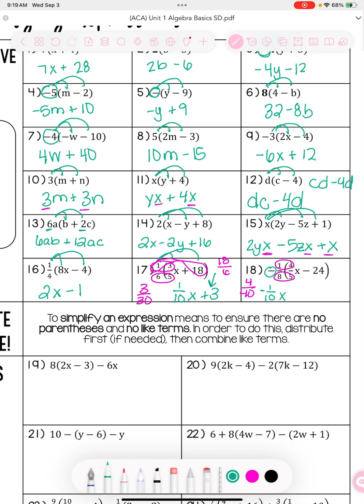So negative 1/10 x. And then over here, we're going to have 1 times 24, which is 24, over 8, which is 3. We have a negative sign and a negative sign, which is a positive sign, so plus 3.